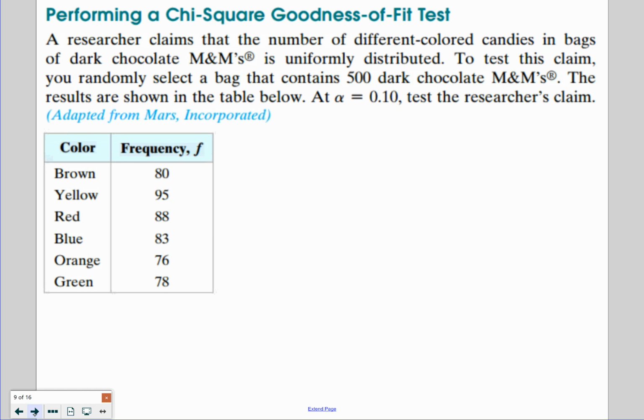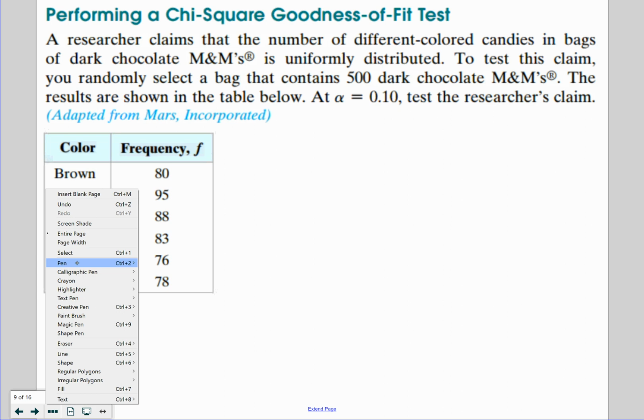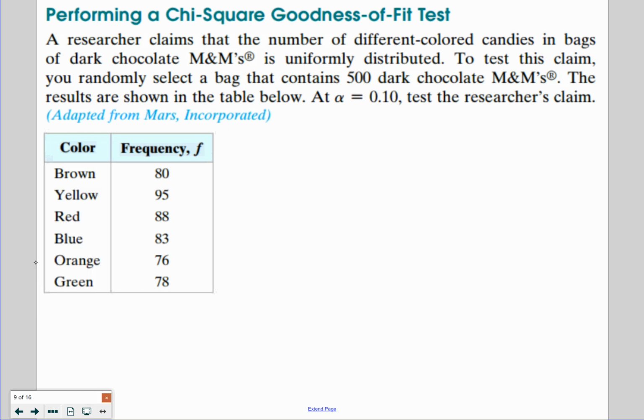It says a researcher claims that the number of different colored candies in bags of dark chocolate M&Ms is uniformly distributed. To test this claim, you randomly select a bag that contains 500 dark chocolate M&Ms. The results are shown in the table below. At a level of significance of 0.1, we're going to test the researcher's claim. All right, so we're going to start by writing a null and an alternative hypothesis.